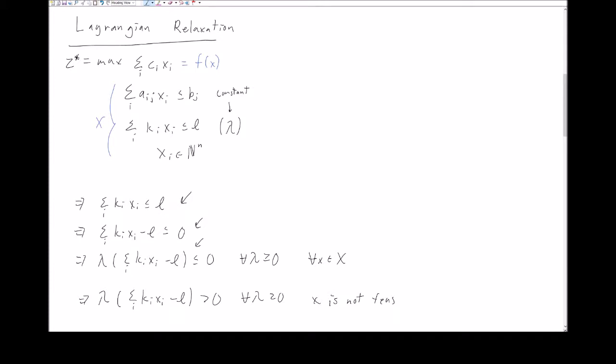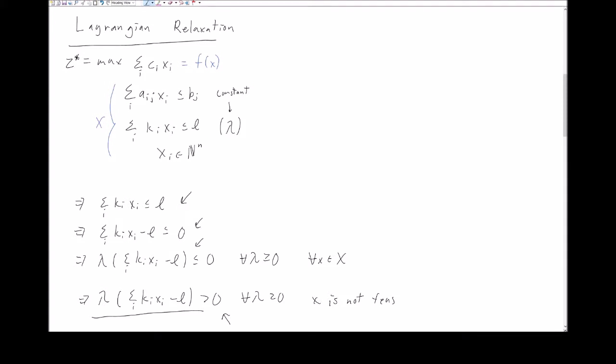So if x is not feasible, this quantity lambda times the sum of k_i x_i minus L is greater than or equal to 0. In that way, this term is penalizing a violation of this constraint. When the constraint is violated, there's a positive penalty associated with it. The Lagrangian relaxation is going to leverage this idea of penalizing a violation in a constraint.